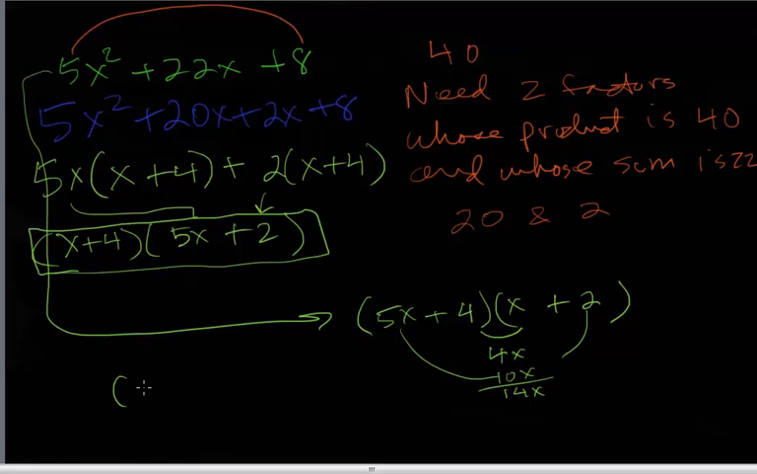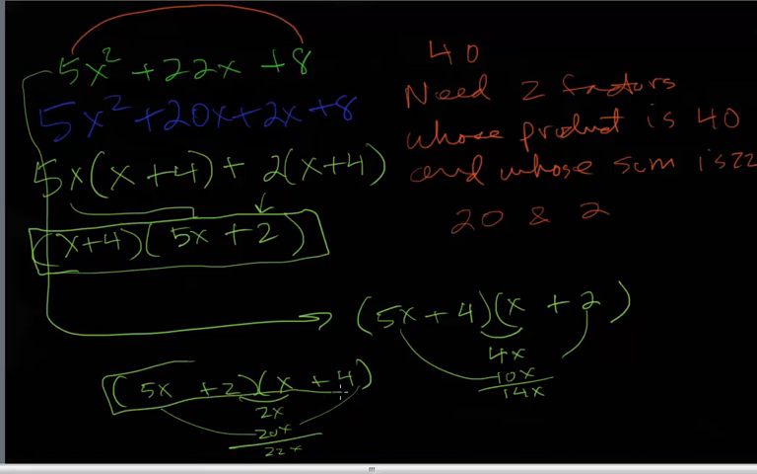So then what you might try is to switch the 4 with the 2. So put the 2 over here and try the 4 here. In the middle you get a 2x, and out here you get a 20x. That does give you 22x. So this is the right combination, and I got this by guessing and checking. So you can see the two methods in comparison. You don't need to do both methods in one problem. One or the other works, and that's all you need.